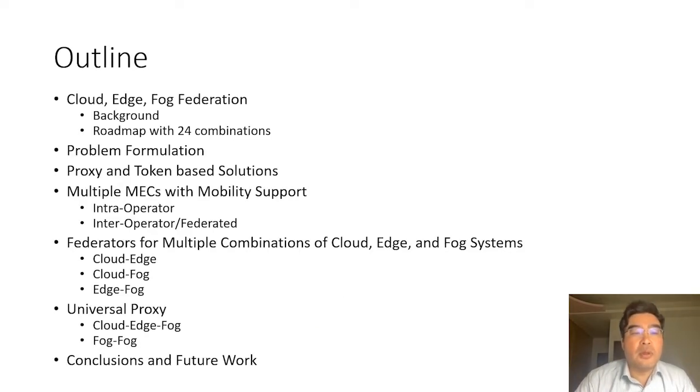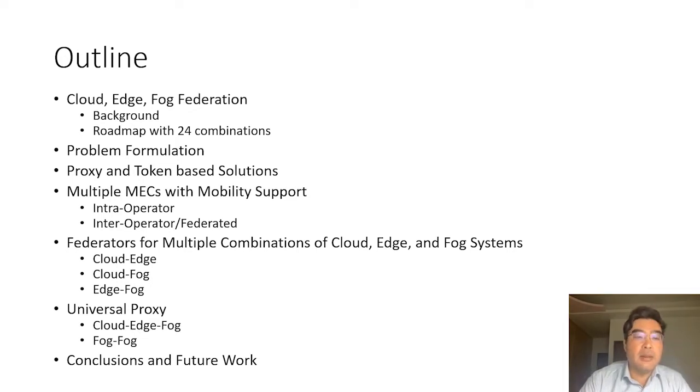So I'm going to talk about some background on cloud, agent, and fork, and then enumerate how many combinations we can have in the federation. And then we converge them into 7 problems. Instead of 24 or more problems, we try to converge them depending on the type into 7 problems. And then we take a general approach, which is called proxy and token-based approach, in order to solve them. And then we break down the 7 problems into 3 groups.